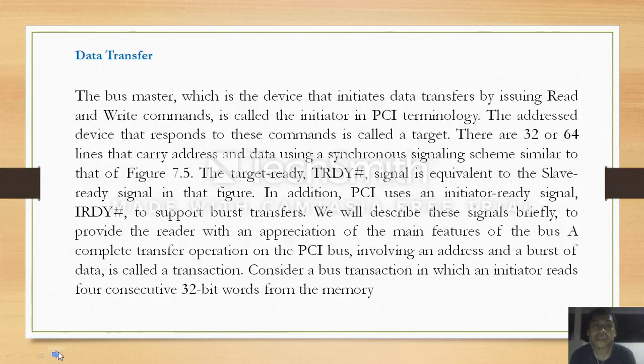a target ready signal is equivalent to the slave ready signal in that figure. In addition, PCI uses an initiator ready signal to support burst transfers. We will describe these signals briefly to provide a general understanding of the main features of the bus. A complete transfer operation on the PCI bus involving an address and a burst of data is called a transaction. Consider a bus transaction in which an initiator reads 4 consecutive 32-bit words from the memory.